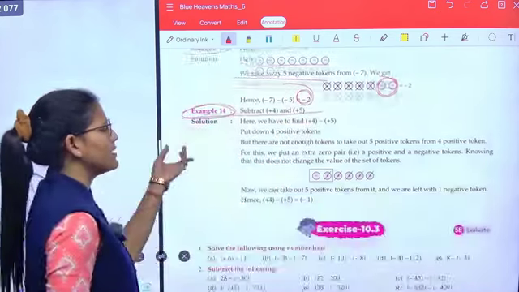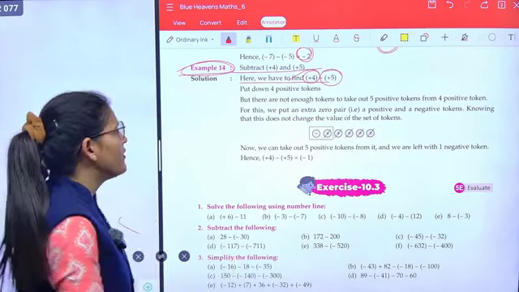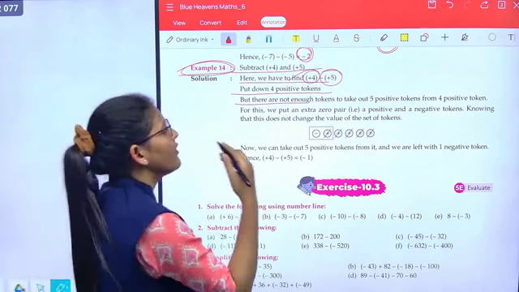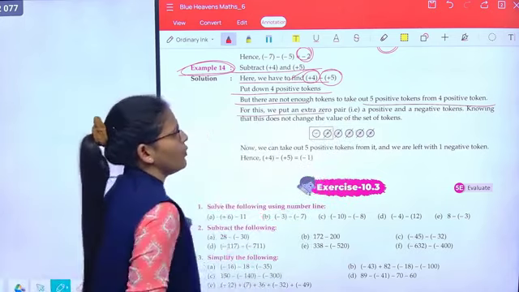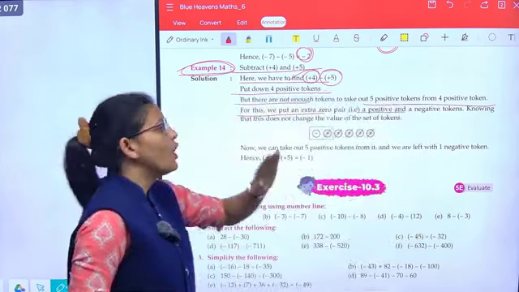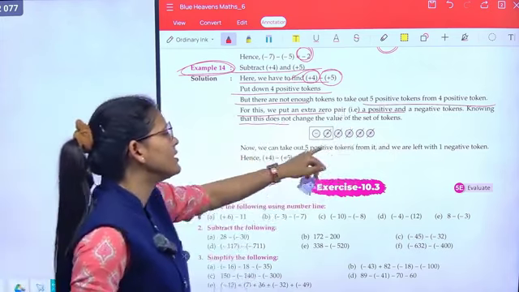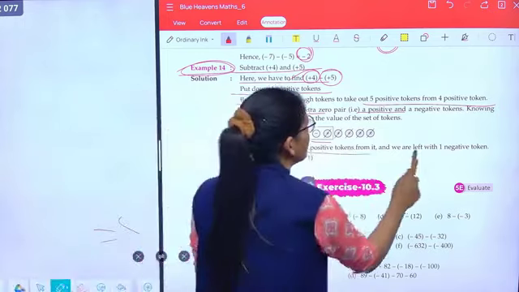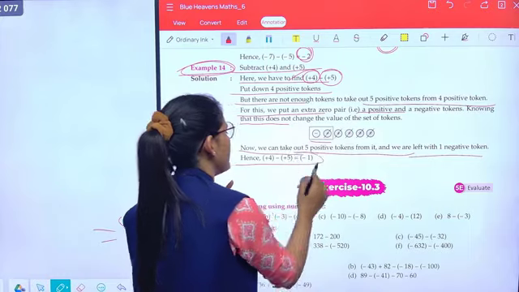Example number 14. Subtract plus 5 from plus 4. Here we have to find plus 4 minus plus 5. Put down 4 positive tokens, but there are not enough tokens to take out 5 positive tokens from 4 positive tokens. For this we put in an extra 0 pair, that is a positive and a negative token, knowing that this doesn't change the value of the set of tokens. You can see here. Now we can take out 5 positive tokens from it and we are left with one negative token.